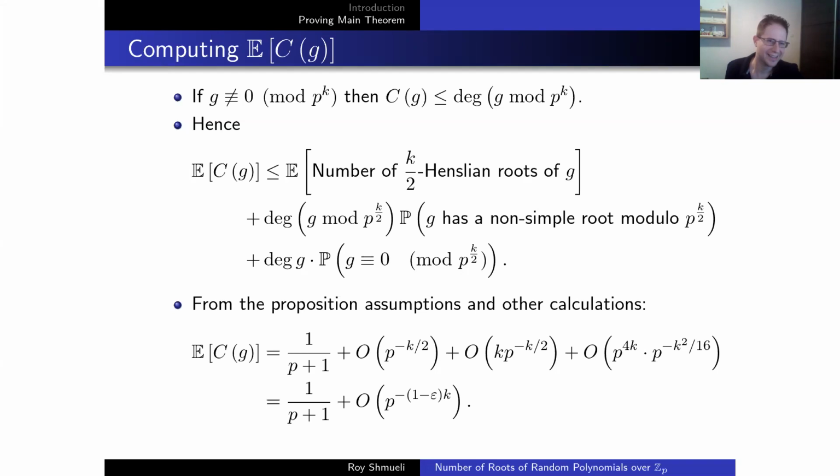So in this case, you get slightly less than 1 over p. If all polynomials were Henselian, then it would be 1 over p, but this is the correction because you have things that are not Henselian. Yeah, the number of Henselian roots is always less than the number of roots in the p-adics, so the error term is always positive.